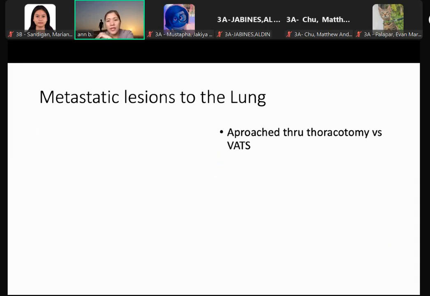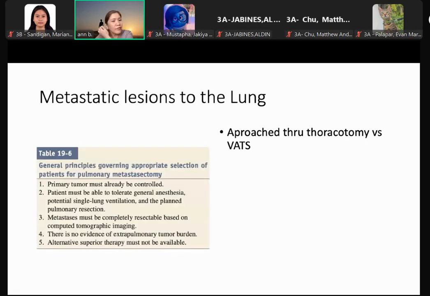So for a metastatic lesion to the lung, the approach is thoracotomy or VATS. But because it is metastatic already, most of these patients are stage 4. When we say stage 4, you need to have the indication for why you're going for metastasectomy, or the surgical resection of metastasis to the lung.